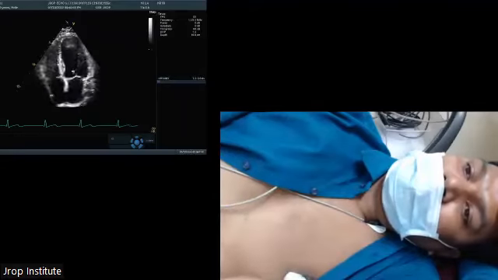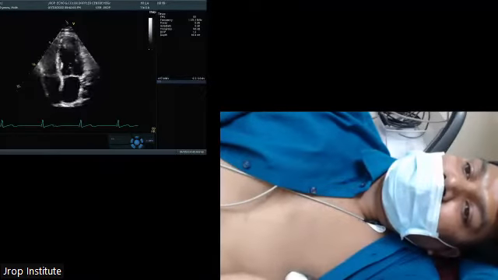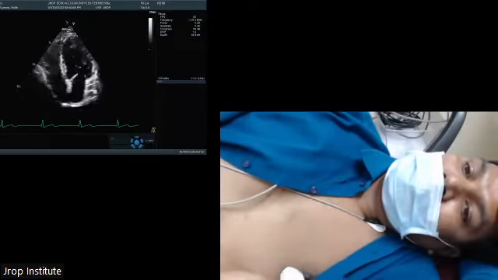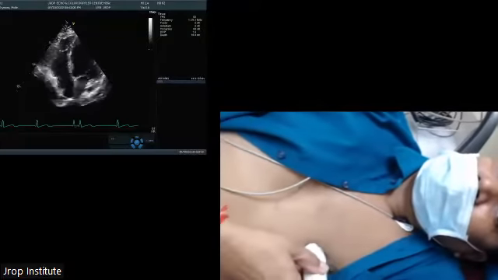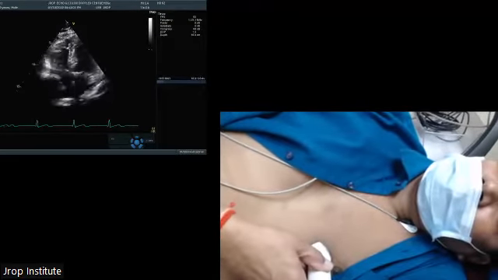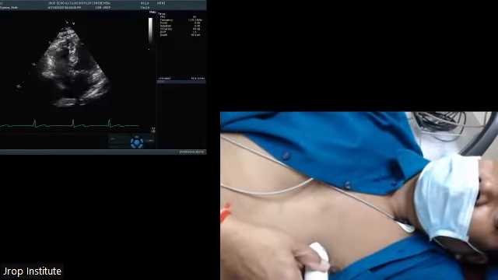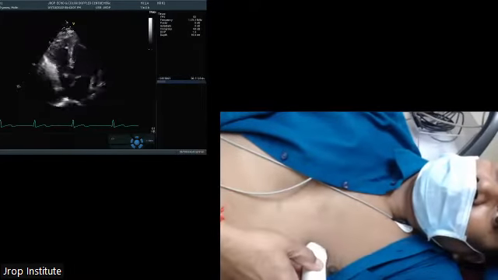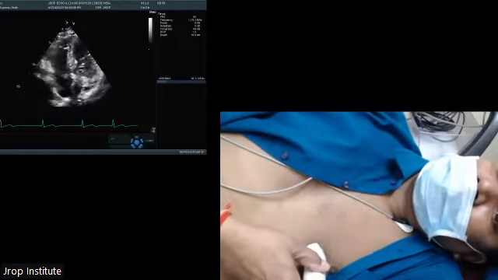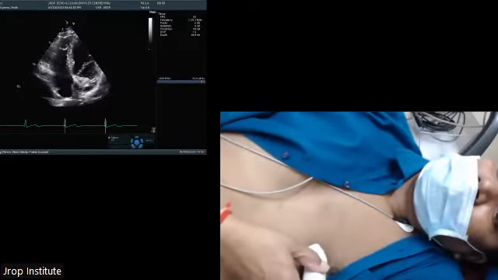4 chamber, and from the fifth intercostal space, I'll go a space up. I'll be focusing exclusively on the RVR. This is known as the focused RVRA view, where we look at the RVRA exclusively for their evaluations.